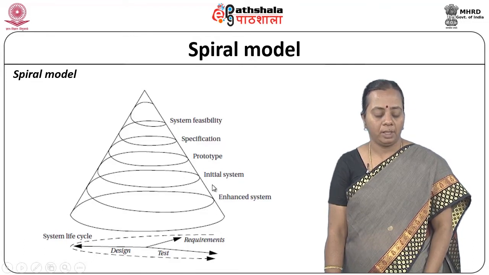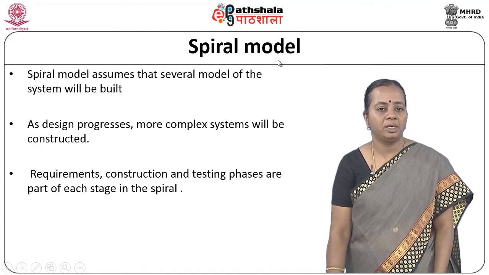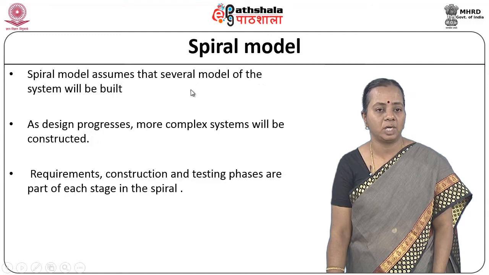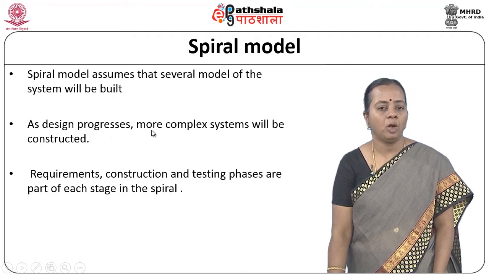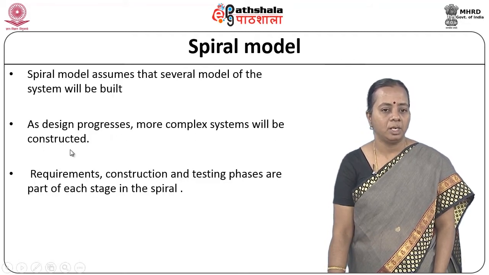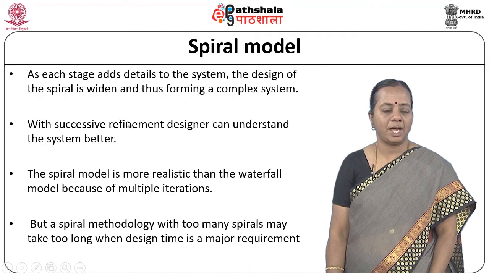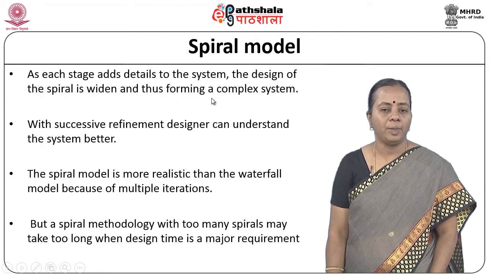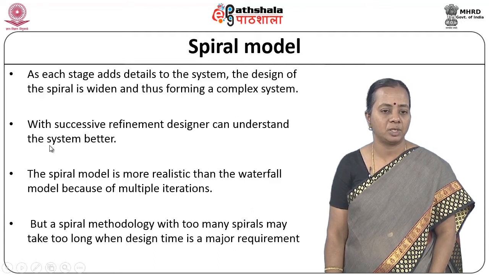So that way the whole system gets several models, so that the system is refined at each and every stage. So the spiral model assumes several models of the system will be built. As the design progresses, more complex systems will be constructed. So the requirements, construction and testing phases are part of each stage in the spiral. As each stage adds details to the system, the spiral is widened, thus forming a complex system. With any successive refinement, the designer can understand the system better.